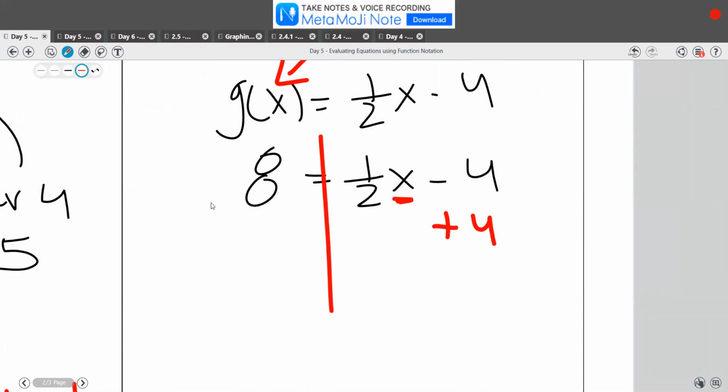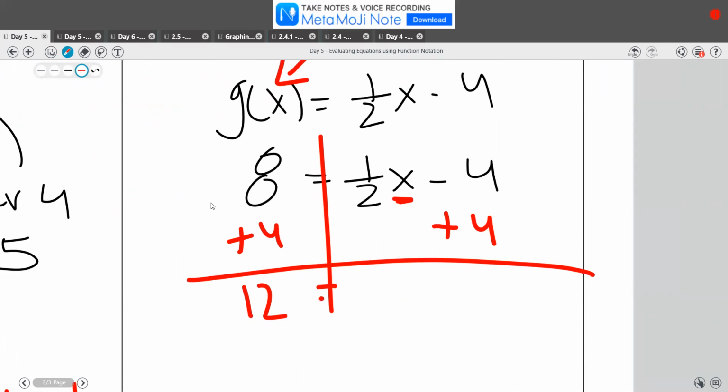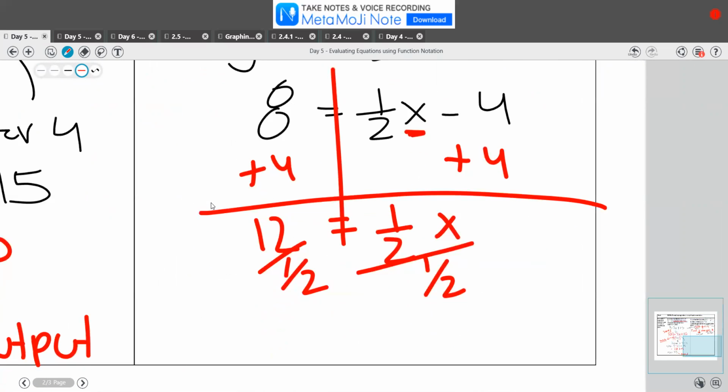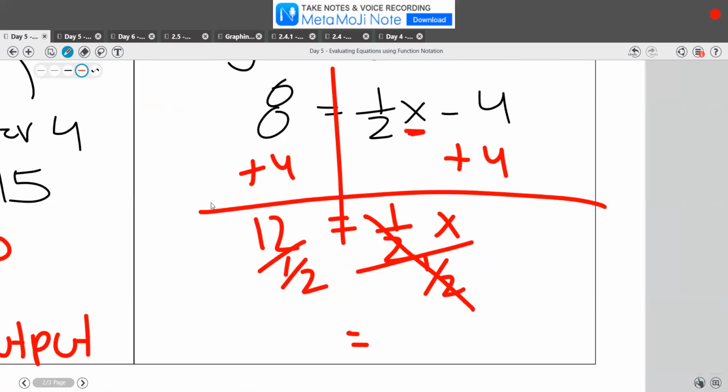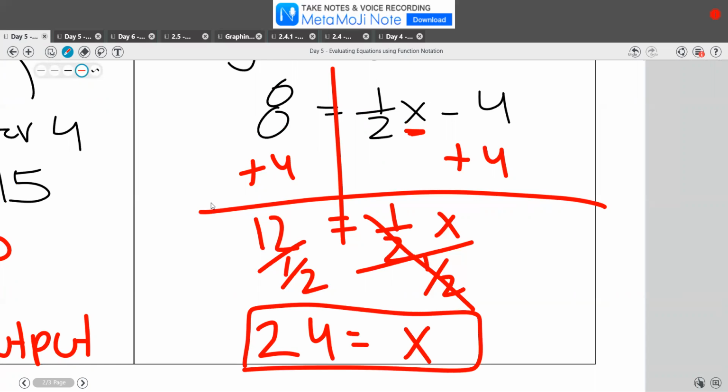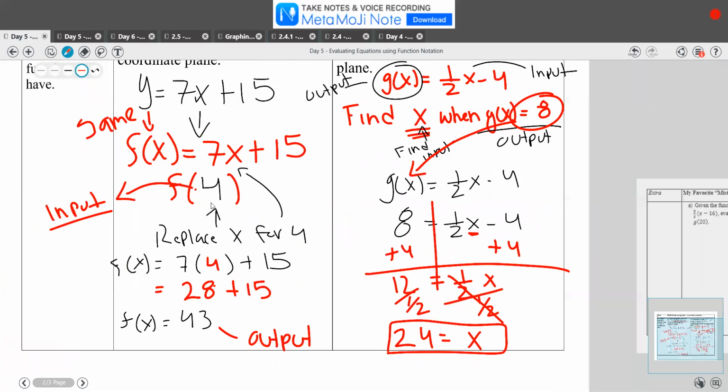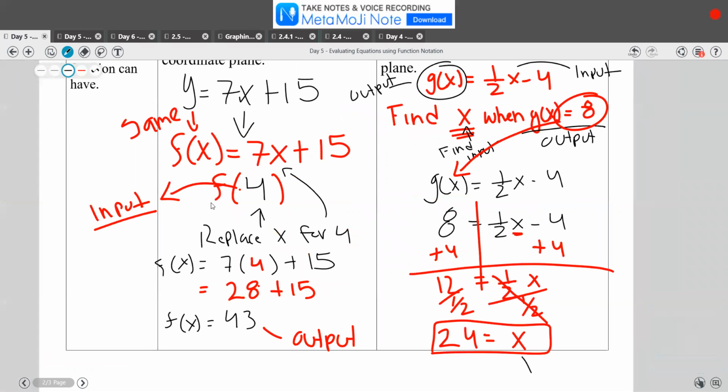So I'm going to go ahead and add a 4 to both sides. That's going to be 12 equals 1/2 x. And then I'm going to divide it by 1/2. That's gone. So I'm left with x equals 24. Right? So I found my input.